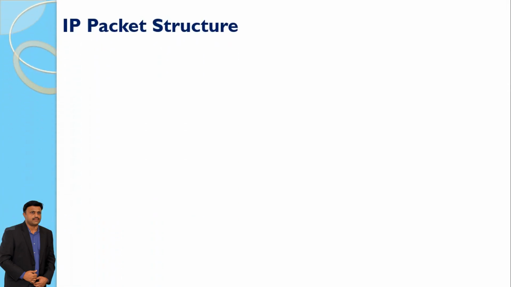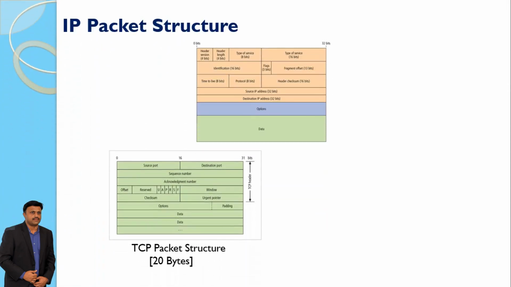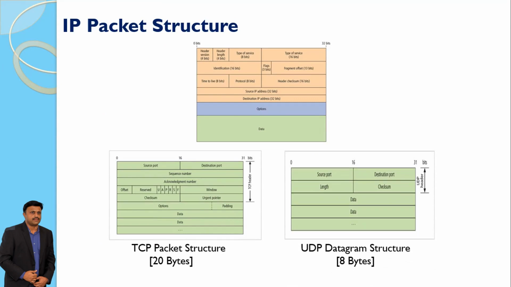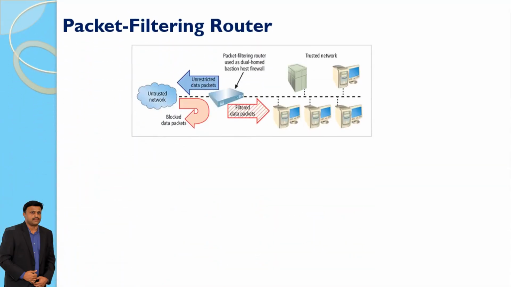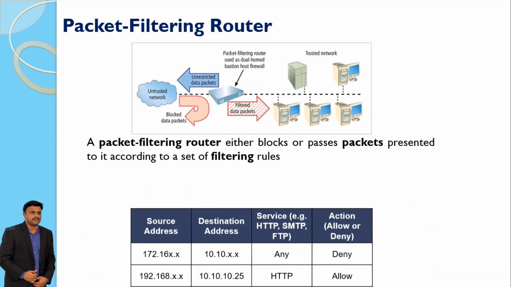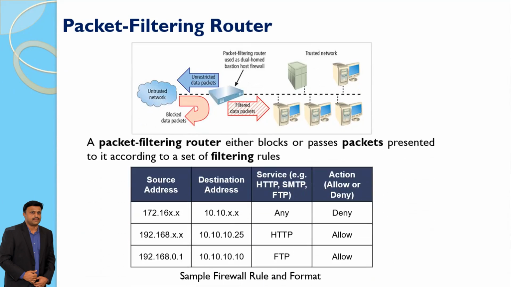Understanding the structure of IP packets is crucial for configuring packet filtering firewalls. Here, we see the structures of TCP and UDP packets, which are fundamental to network communication. A packet filtering router blocks or passes packets based on a set of filtering rules, which include source and destination addresses, services, and actions to allow or deny traffic.